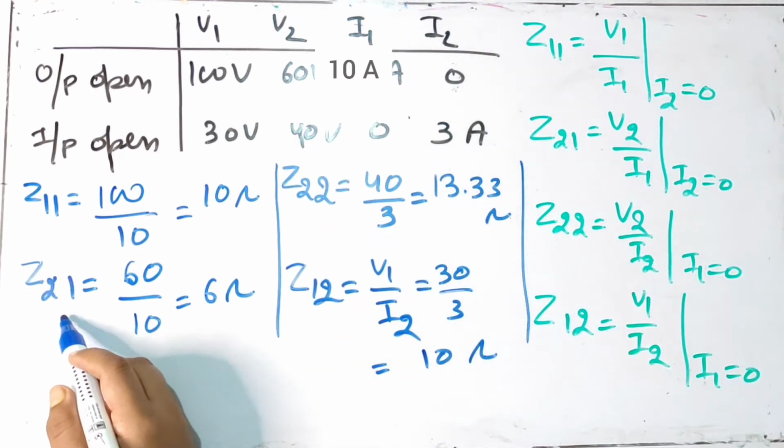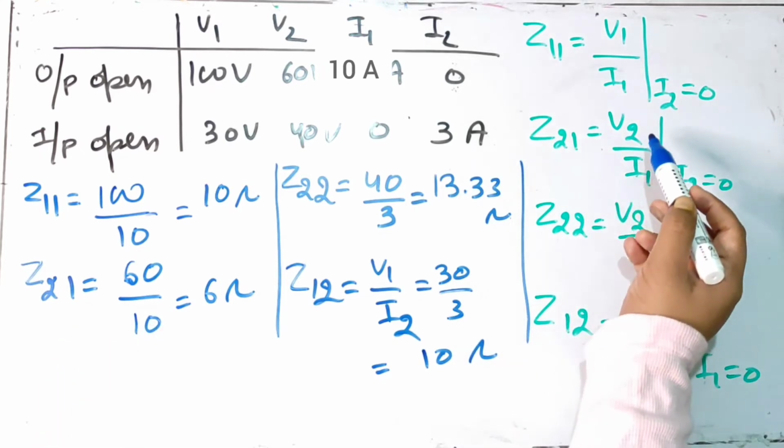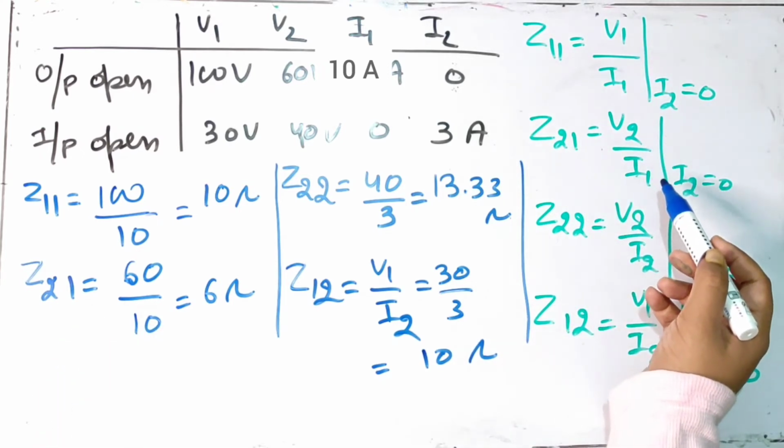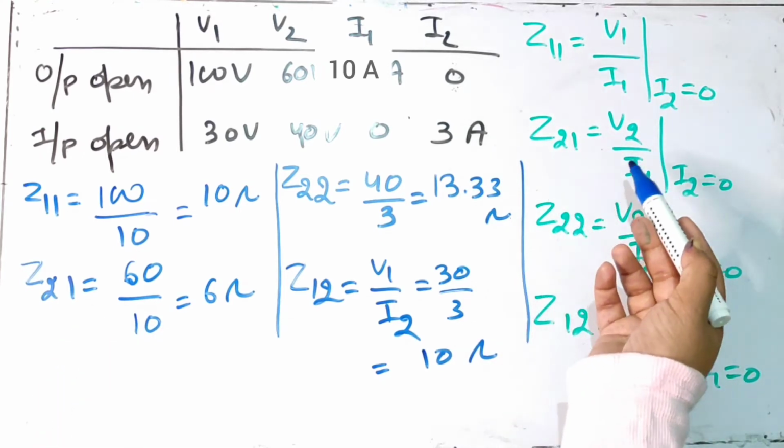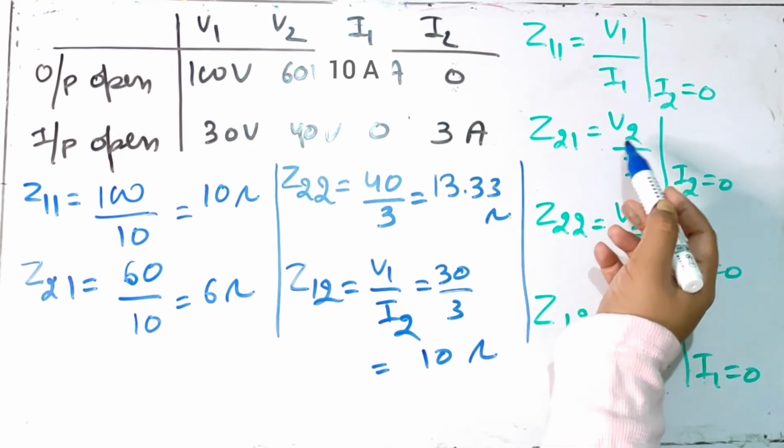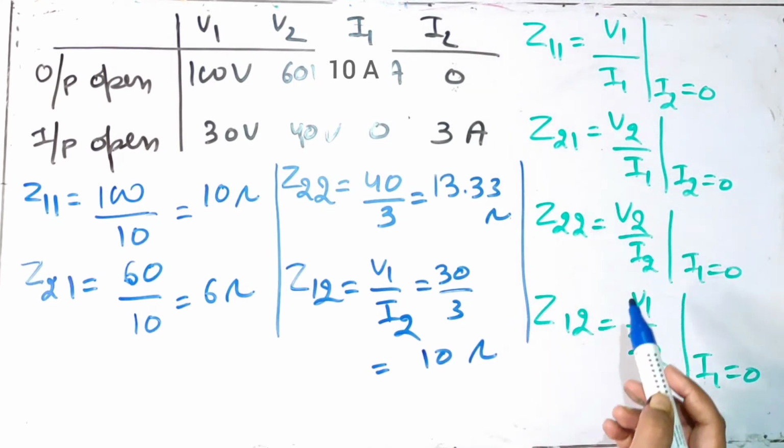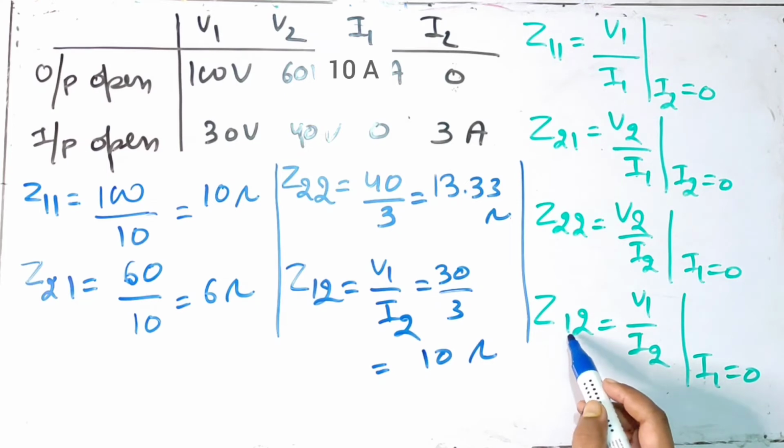Talking about Z21, the first digit is 2. So in numerator it will be V2, in denominator it will be I1. Z is equal to V by I. So in numerator V2 and in denominator I1. The same goes for Z12. In numerator V1, in denominator I2.